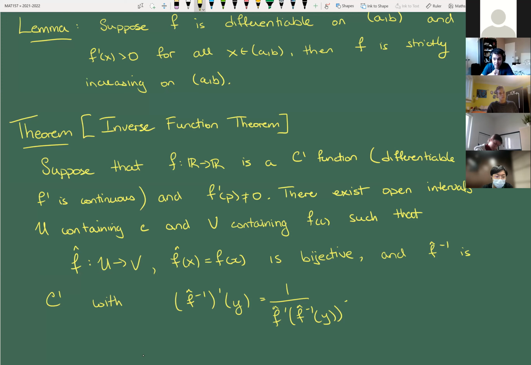Okay, so this is a big theorem. You can imagine it's telling you a lot. All you have to do is tell me that your function has a non-zero derivative at a point, and I can be guaranteed that it is locally bijective and its inverse is C1, and I can tell you exactly what the derivative of the inverse is, right? That is crazy. That is powerful.